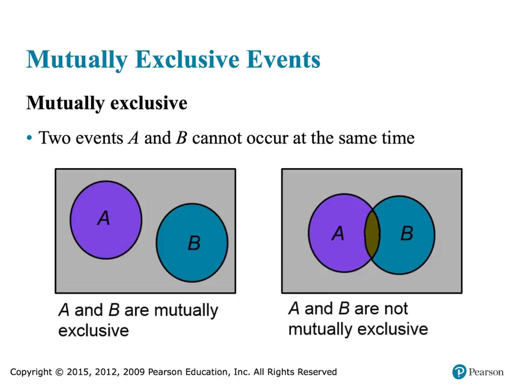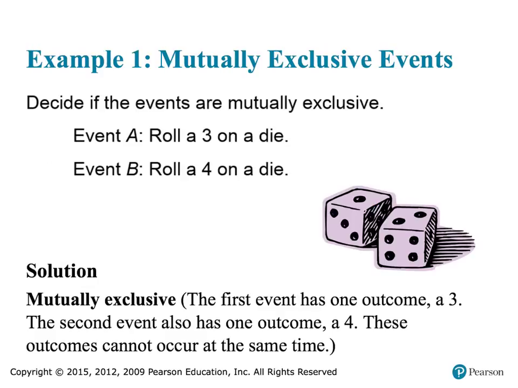So when events are mutually exclusive, it means that they have no outcomes that they share. The two events cannot both occur at the same time. If you look at these two Venn diagrams, the Venn diagram on the left shows that events A and B do not come in contact or intersect one another, whereas events A and B on the right do come in contact, and they share some outcomes here in this section known as the intersection. So we say that the events on the left are mutually exclusive, whereas the events on the right are not.